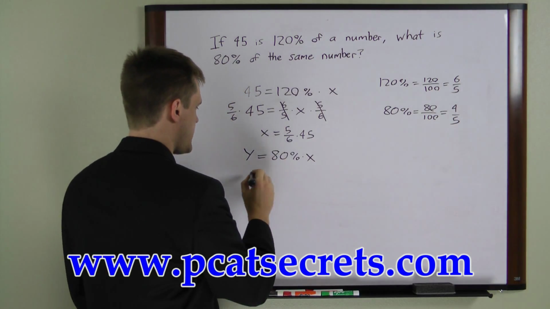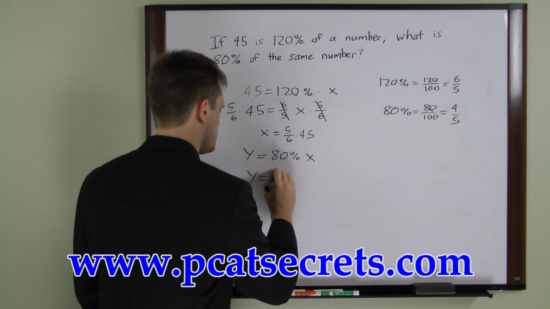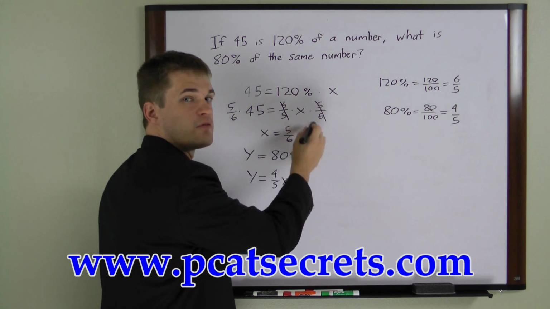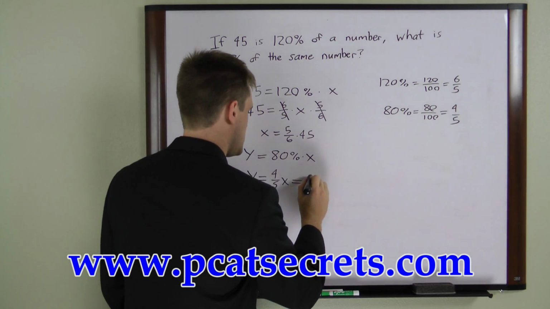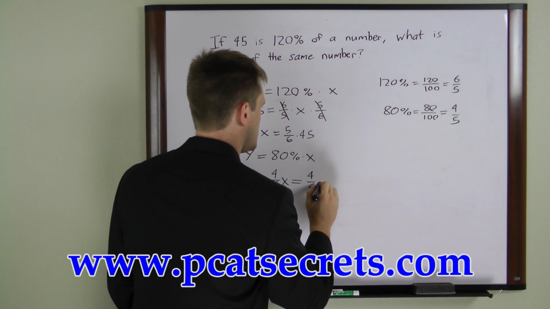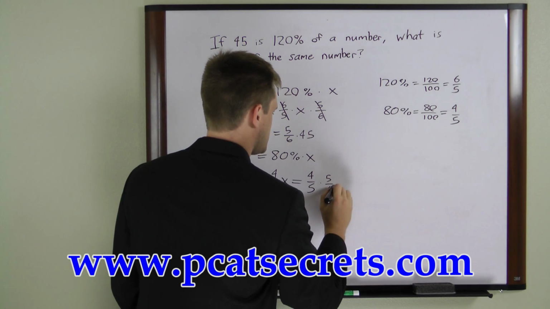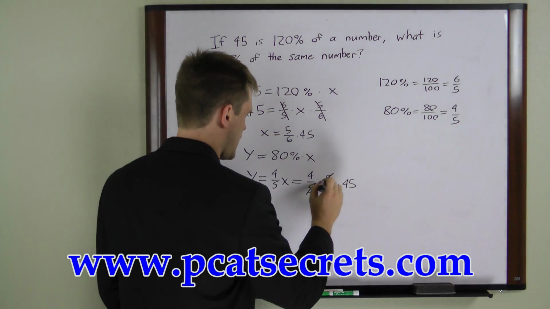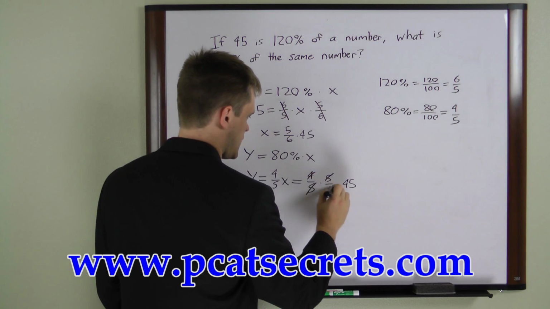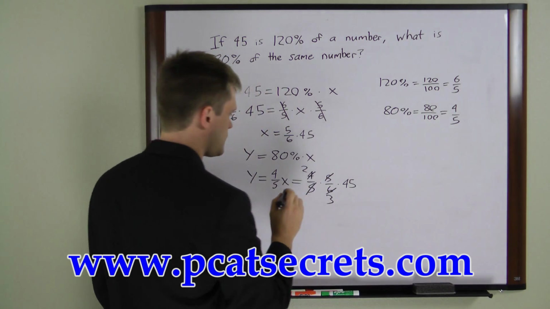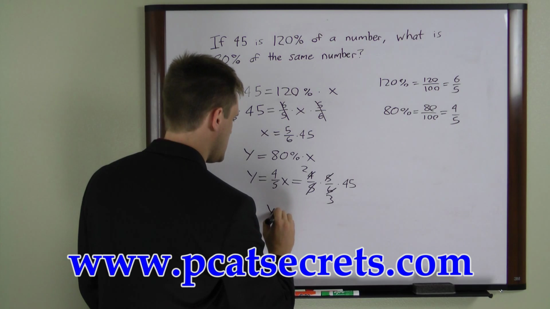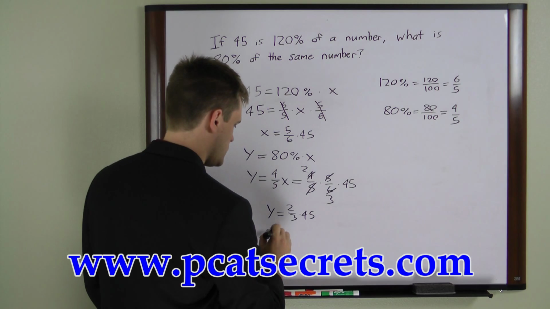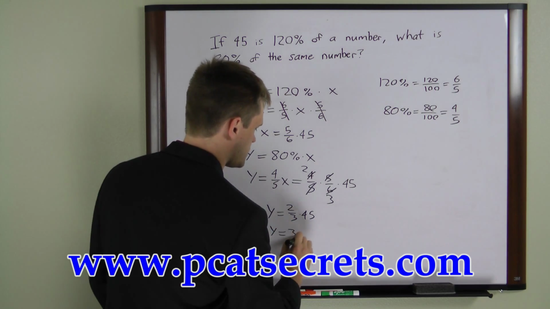And now we can substitute that back into here. y equals 4/5 times x, or if we substitute this value in for x, we can get y equals 4/5 times 5/6 times 45. Now we can cancel out these 5's, and the 4 over 6 is the same as 2 over 3, so we can rewrite this as y equals 2/3 times 45, which is the same as y equals 30.